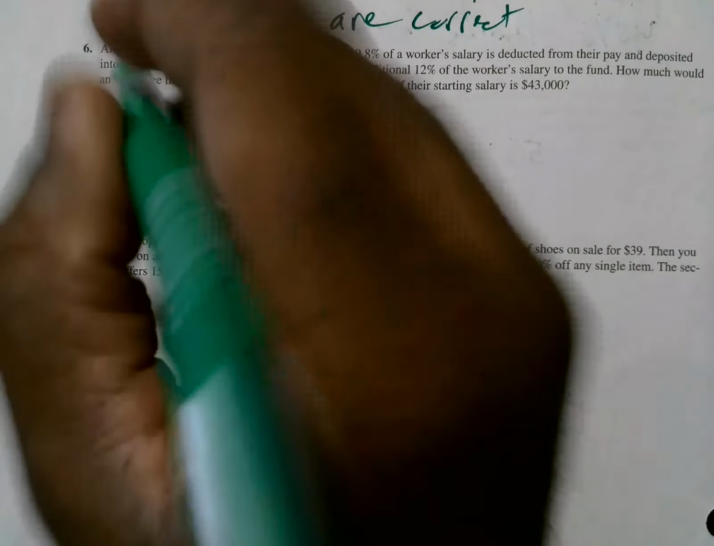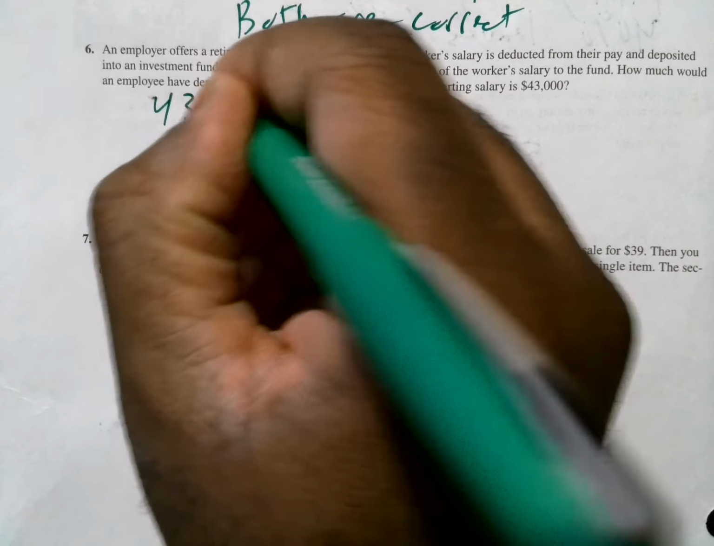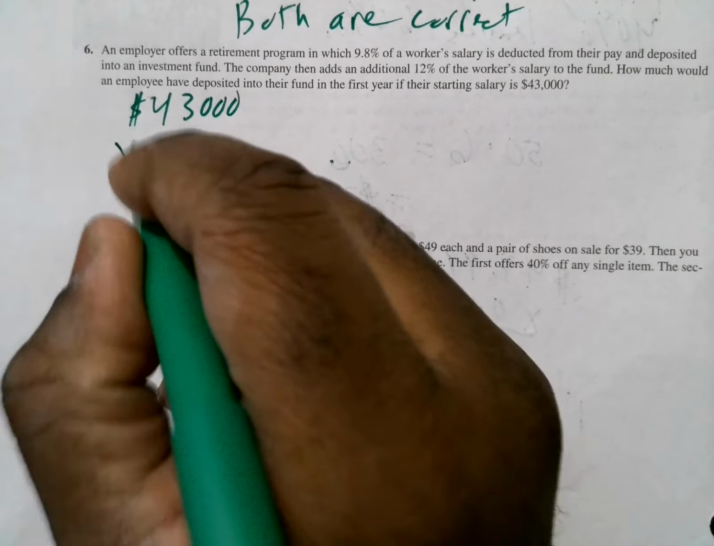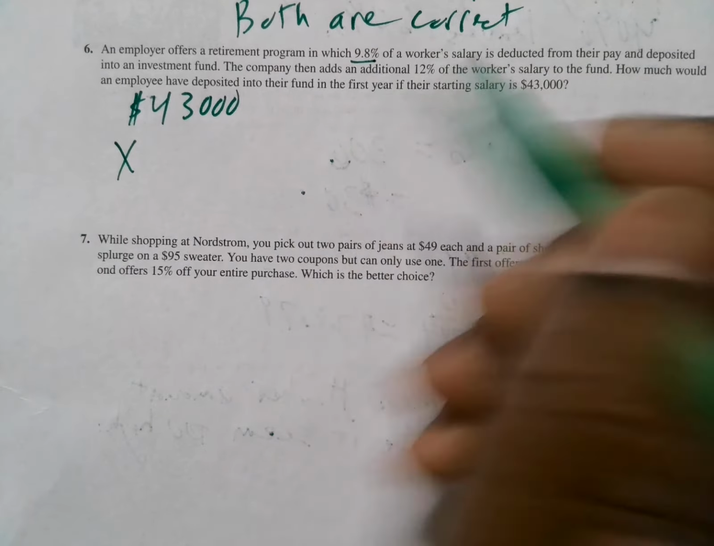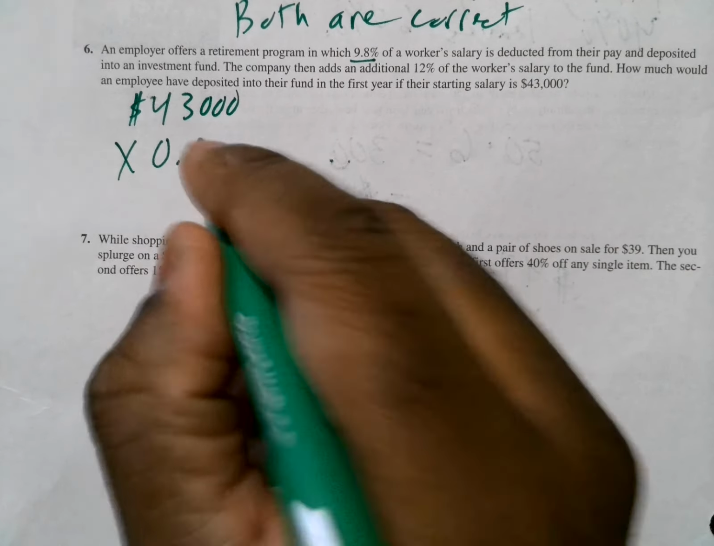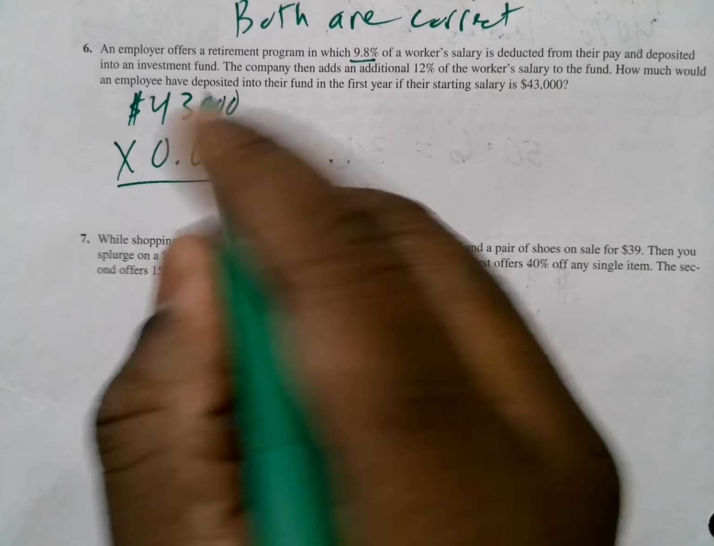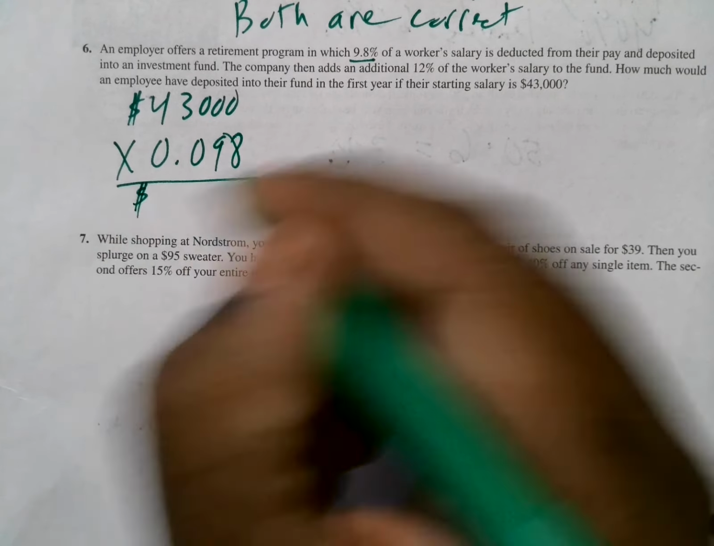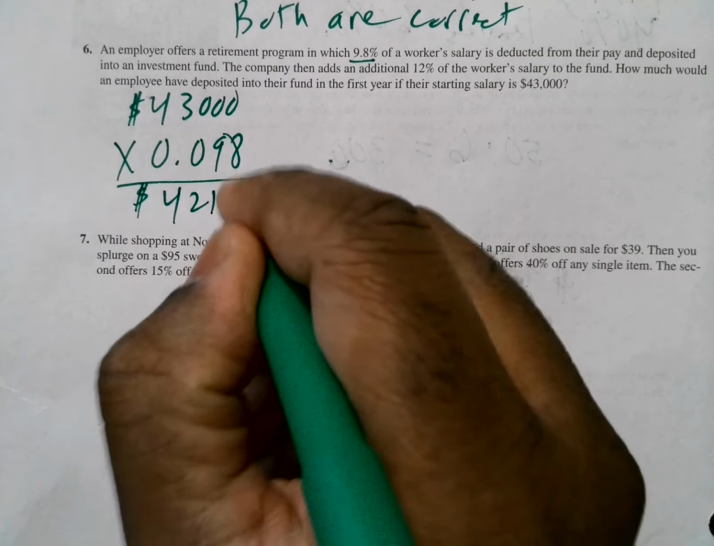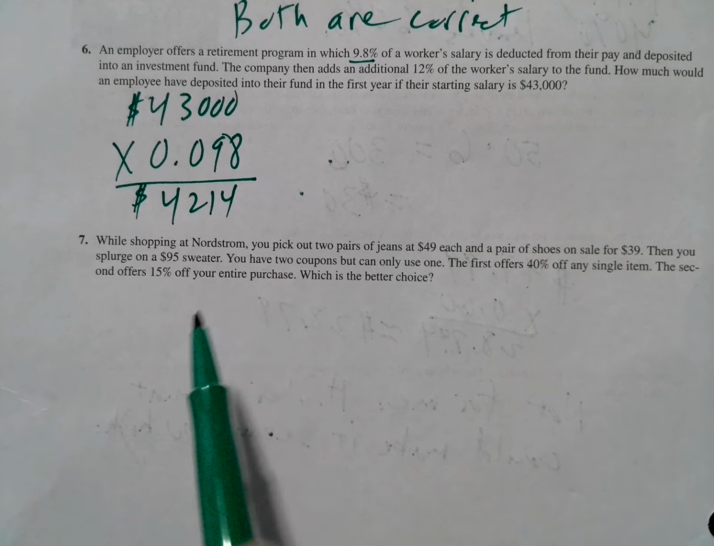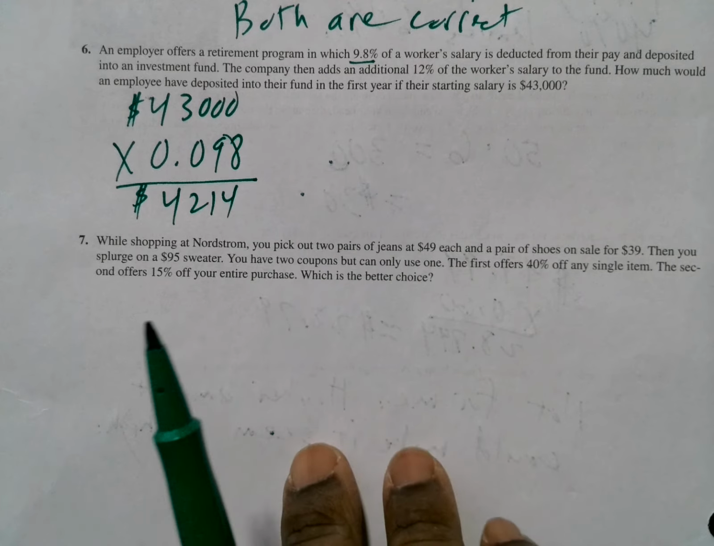So we start off at $43,000. Now we want to know how much they will put in their first year. So we will multiply this by 9.8%, which is 0.098. Now, when you multiply this in your calculator, that would give you $4,214. So this is how much was put in the first year.